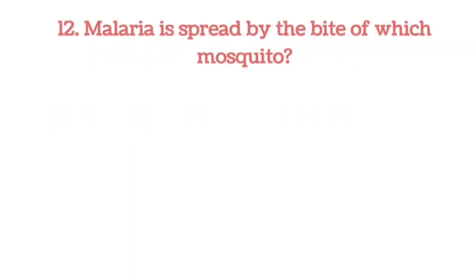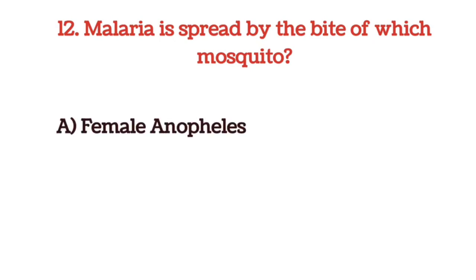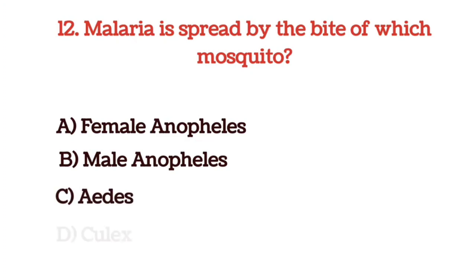The next question is, malaria is spread by the bite of which mosquito? The options are female Anopheles, male Anopheles, Aedes, and Culex. And the correct answer is option A, female Anopheles mosquito.